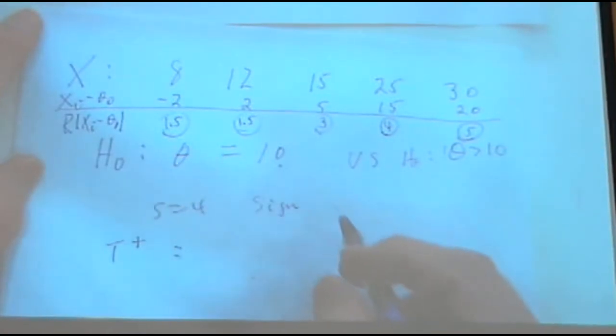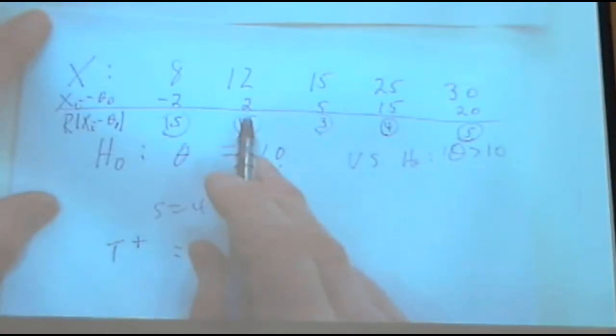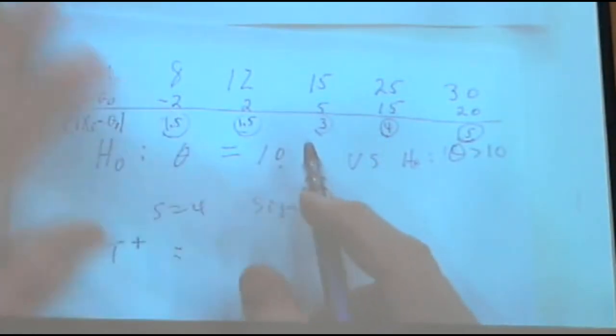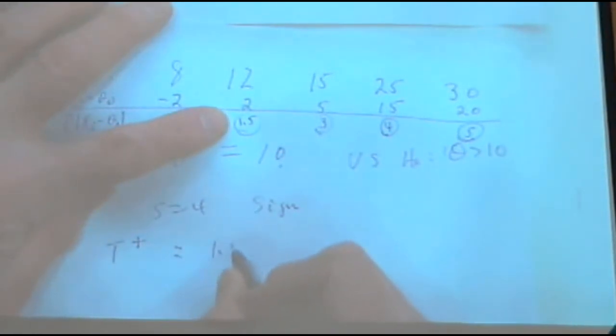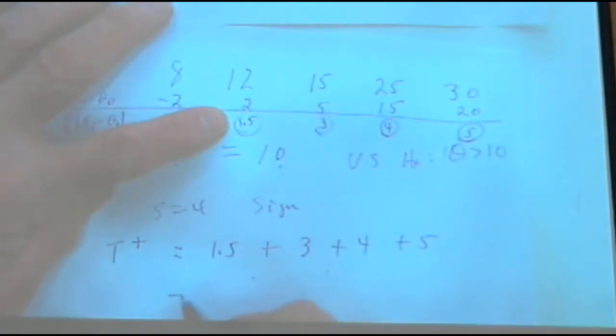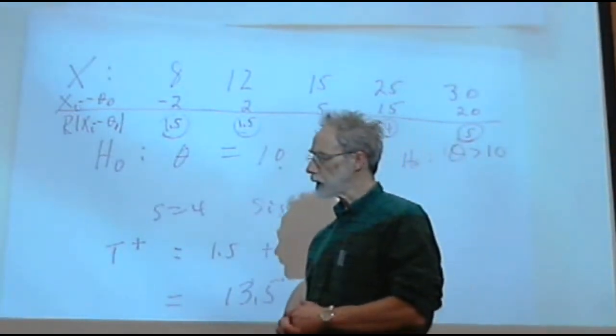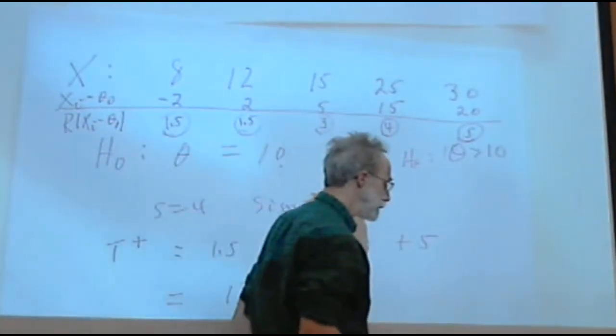So then T plus, you would just add up the ones which have positive signs. This is the only one with a negative sign, so you add these ranks. So 13 and 9. Now, how big is too big? Okay, we're going to reject it. T plus is too large.